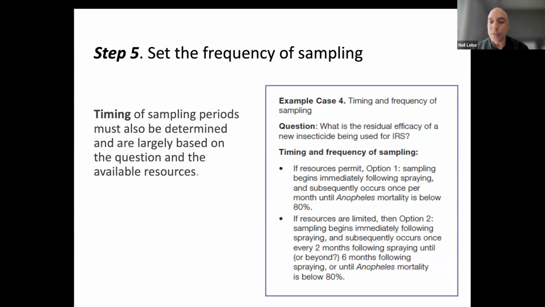If you have limited resources, then we can start sampling immediately following spraying and then do it every 2 months, so every 3 months, right? Or just 6 months post spraying, right? Until we sort of understand when Anopheles mortality drops below 80%. So we conduct our sampling based on our resources here and our question, but we try and maximize it to get the best data possible.